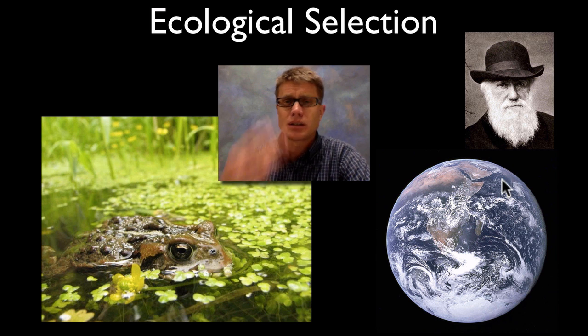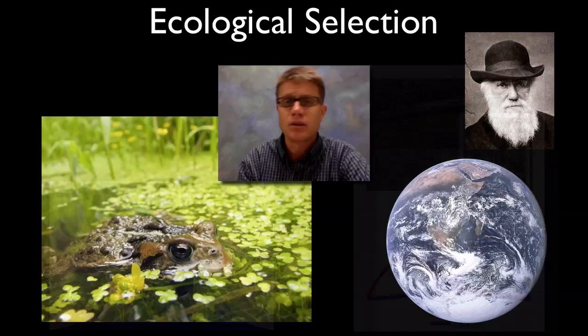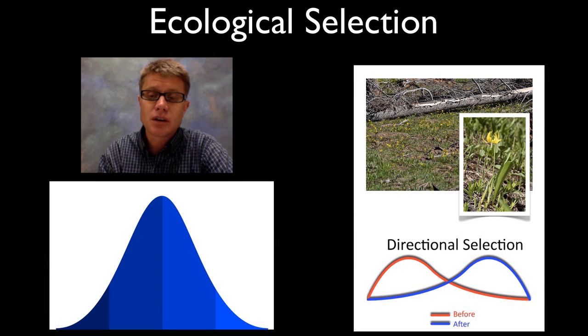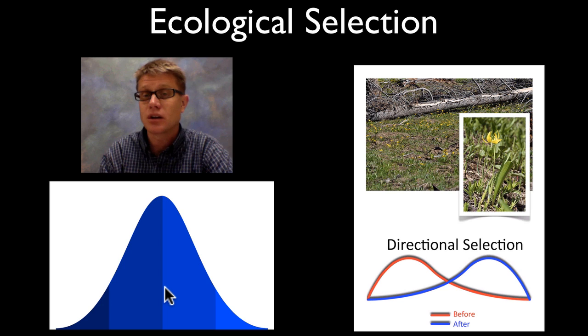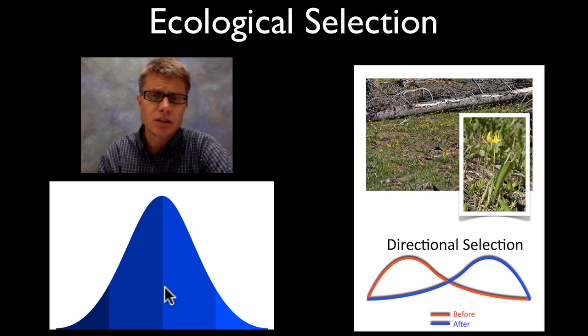And basically, we could break it down into three things that can happen to a bell-shaped curve. The first of those is going to be called directional selection. So imagine we have this variation. We're going to have one end and the other end, so we've got extremes, but most of the averages are going to be in the middle. And so let's say change takes place in the ecosystem, changing how organisms are going to be selected for or against.